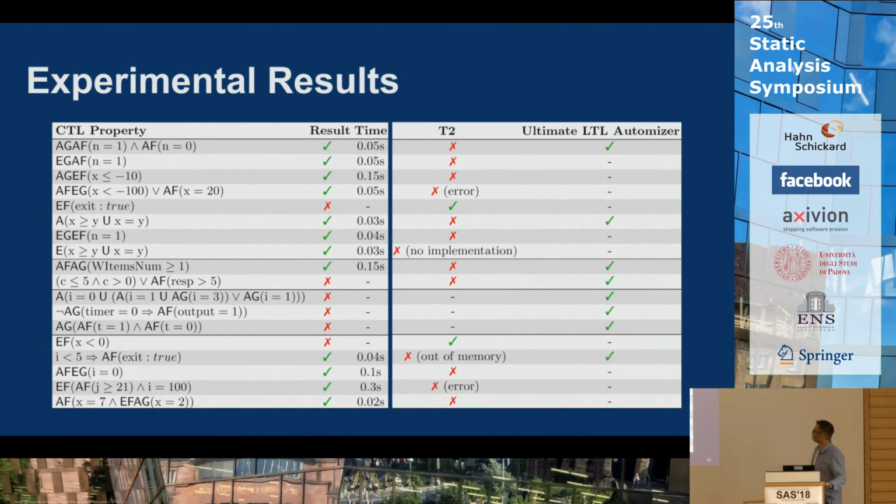For the LTL automizer, that did very well in the comparison. So here the minus means that it's a CTL property that cannot be equivalently expressed in LTL, so we just couldn't run it. So you see those are the properties that contain existentials. But for those where we were able to express them in LTL, the LTL automizer checked all of them correctly. So it was just a perfect result there. Congratulations, Andreas.